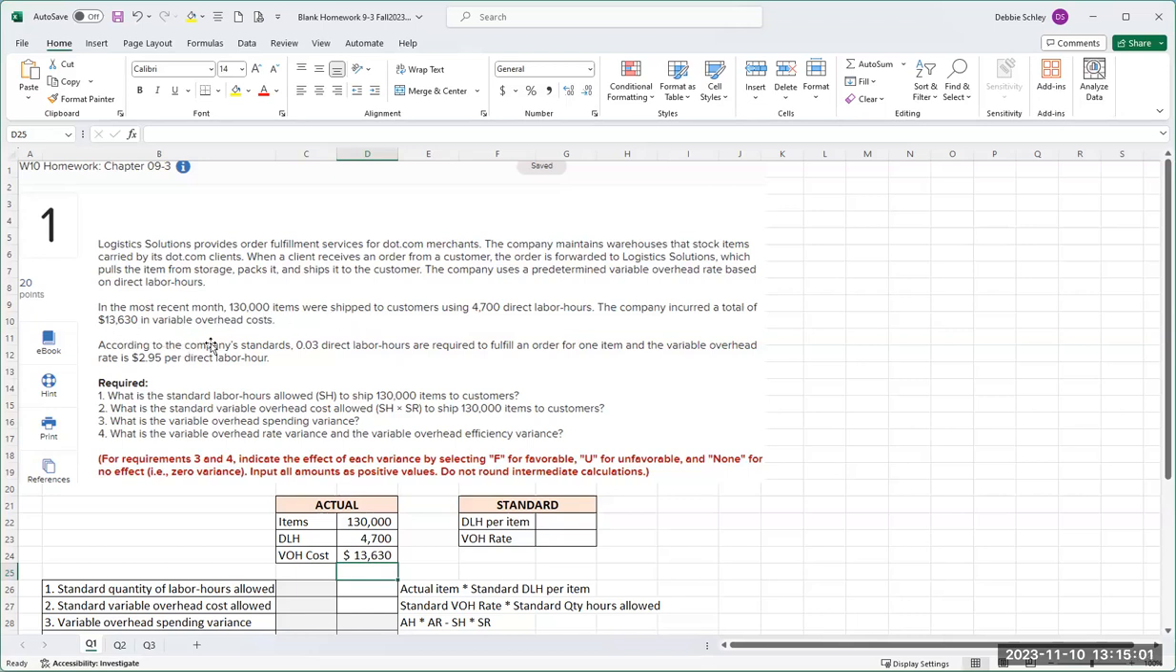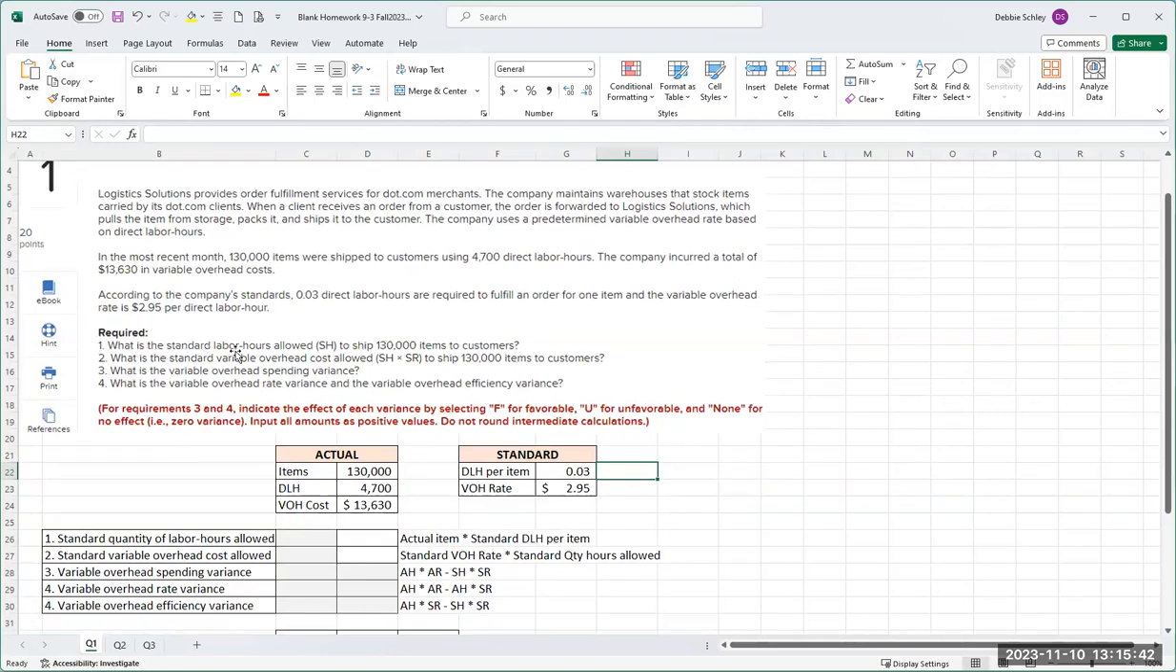According to the company standard, 0.03 direct labor hours are required to fulfill an order for one item. So direct labor per item is 0.03, a portion of an hour. And the variable overhead rate is $2.95 per direct labor hour. So the rate is 2.95.